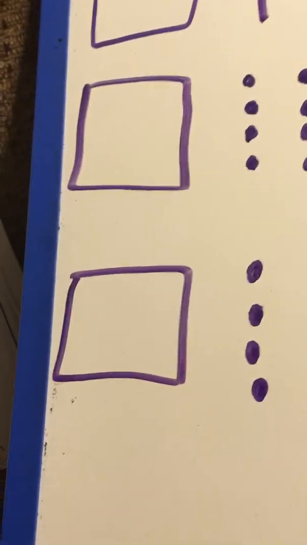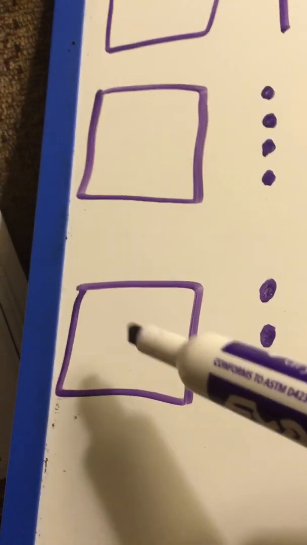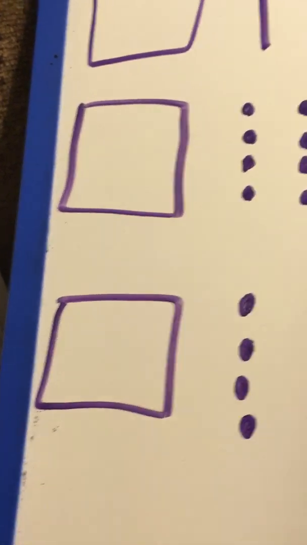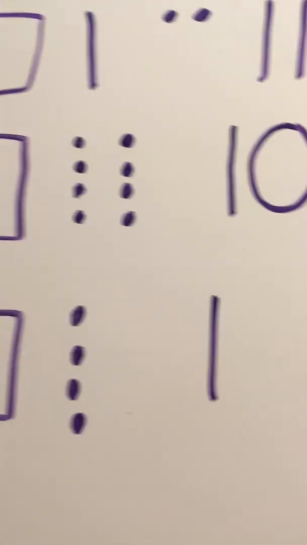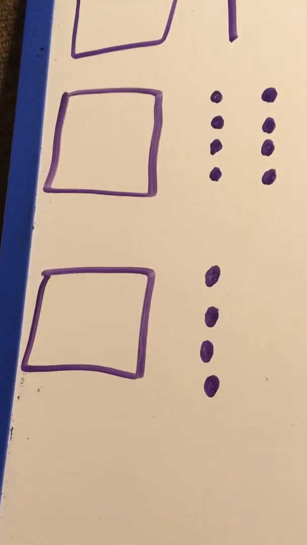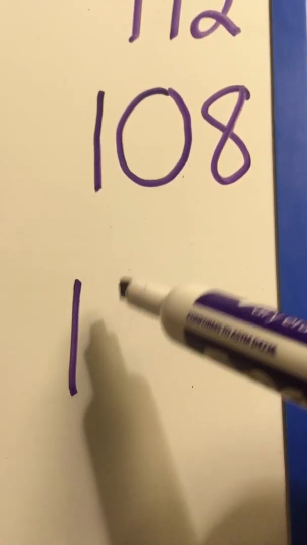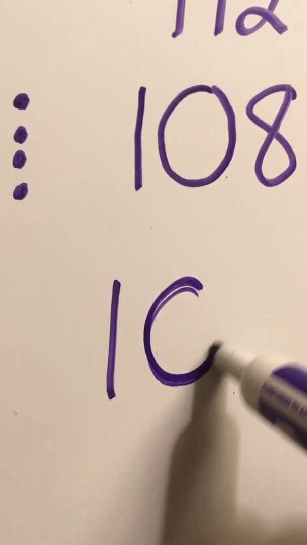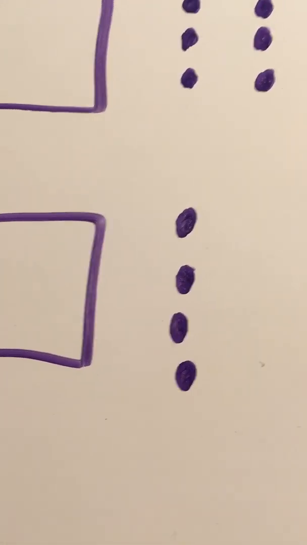Now let's practice writing the number. So we have 100, right? 100 block. So we have a 1. Do we have any tens? No. So what do we need to write here if there's no tens? A 0. And how many ones? 4.